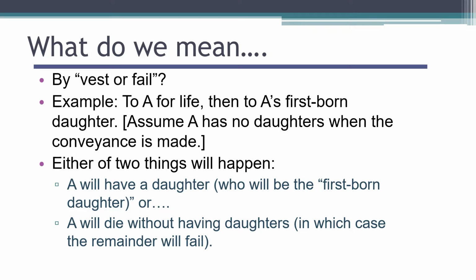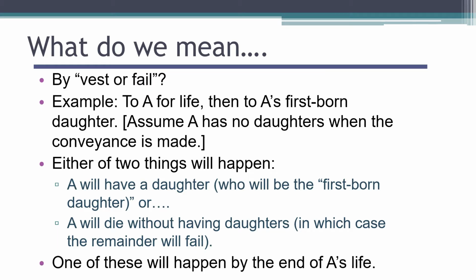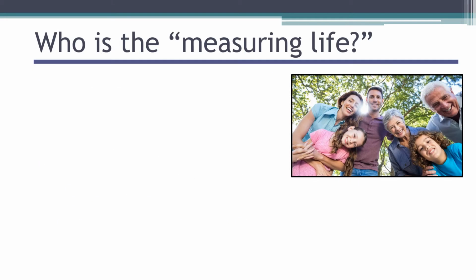One of those two things is certain to happen by the end of A's lifetime, and because of that, we can say for sure that the future interest will vest or it will fail by the end of A's life, because A can't have any daughters after A has died. So that one is an easy one to meet the test of the rule against perpetuities, but it shows what we mean when we say the future interest has to either vest or it has to fail within the period allowed by the rule against perpetuities.